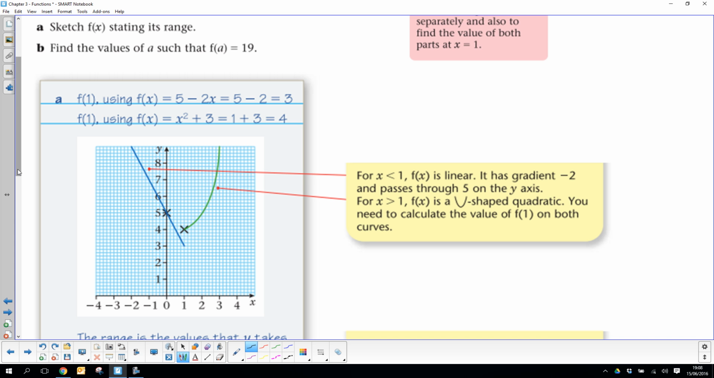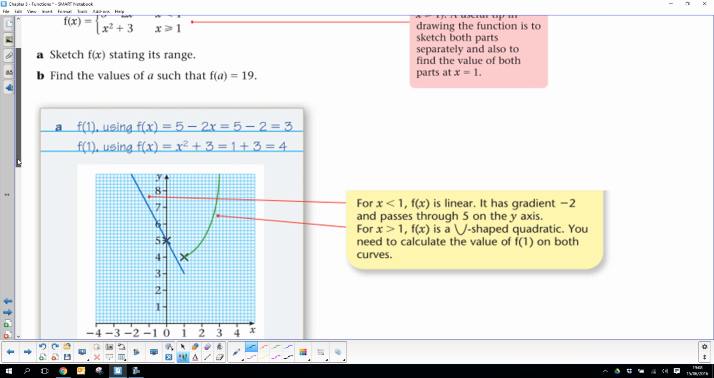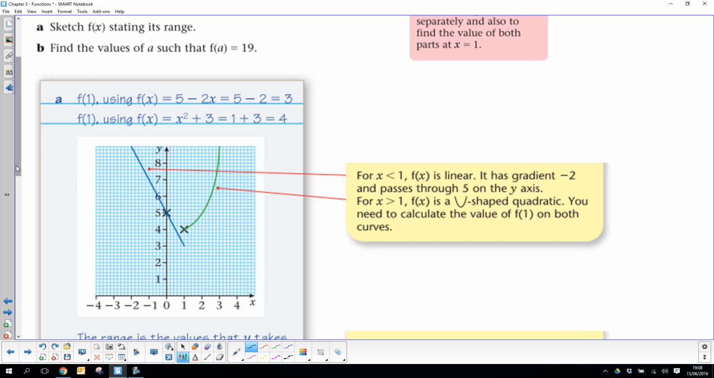We can see that here, fairly straightforward. We know how to draw a straight line graph, and we can plot a quadratic fairly easily for the x squared plus 3 part. And then we want to find the values of a such that f of a equals 19. Ultimately, with f of a equals 19, we're saying the output needs to equal 19. So that's somewhere up here.